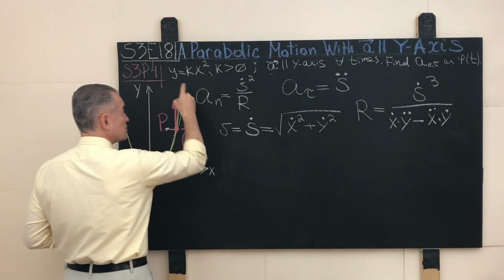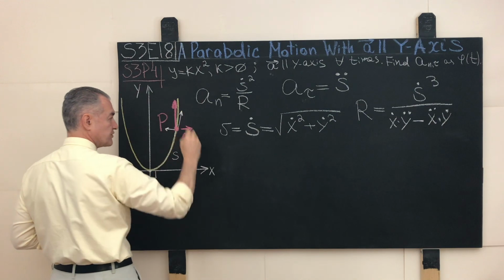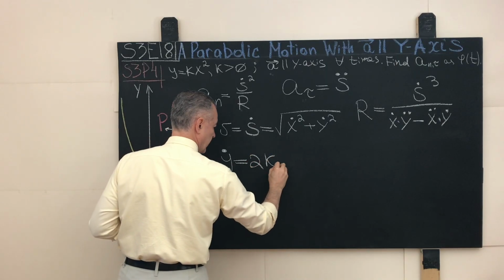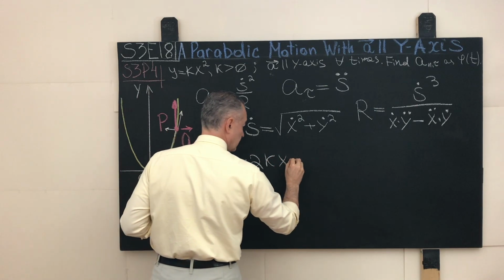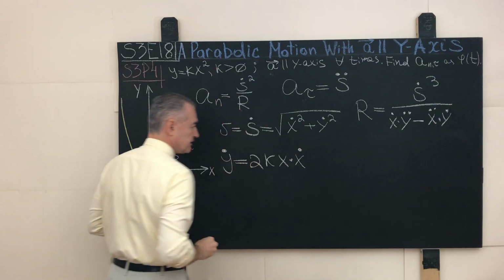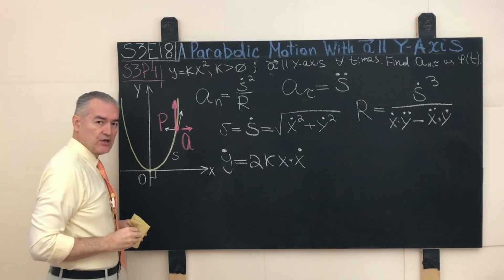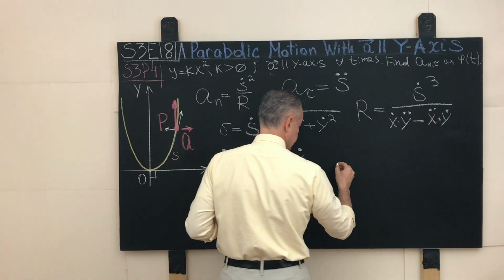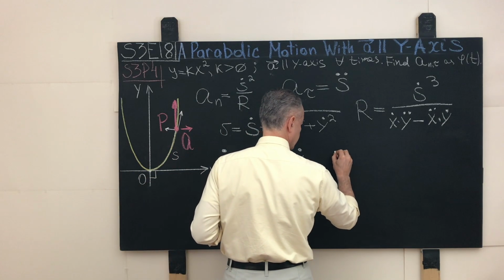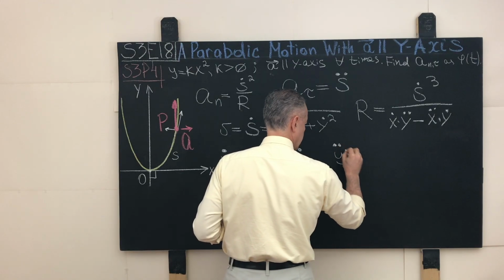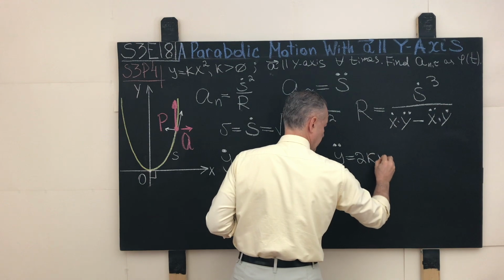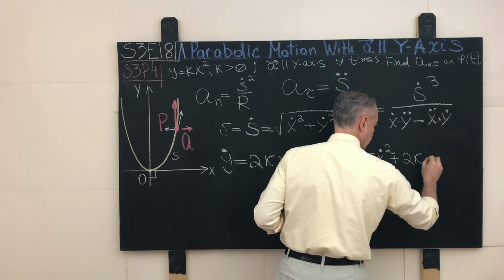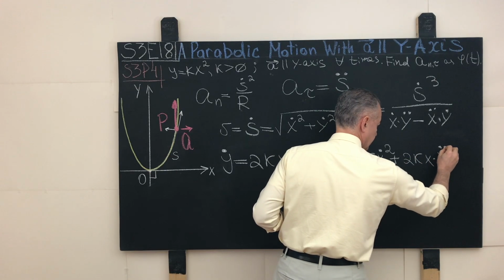In other words, differentiating both sides of this equation over time once, we obtain y dot is equal to 2kx times x dot. This is differentiating the given equation of the trajectory over time once, and this is what happens when we differentiate the same equation over time twice. We will have y second derivative, y dot dot, is equal to 2k x dot squared plus 2kx times x dot dot, second derivative over the x component.